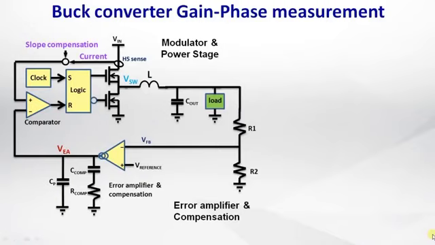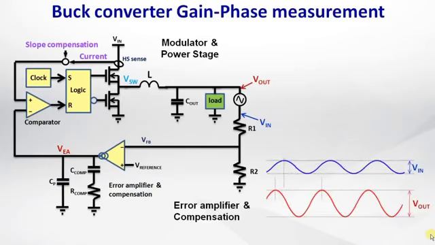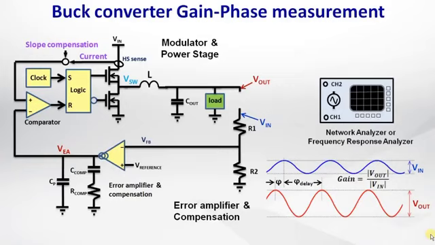The converter loop gain and phase can be measured by injecting a small sine wave signal into the loop and measuring the converter output signal versus the input signal. The amplitude ratio of the output versus the input is the loop gain, and the phase difference between the output and the input is the loop phase delay. In practice, we use a network analyzer or frequency response analyzer with a tracking generator.